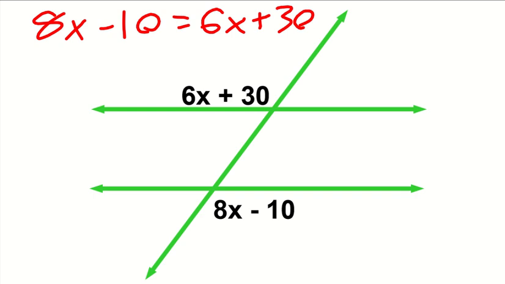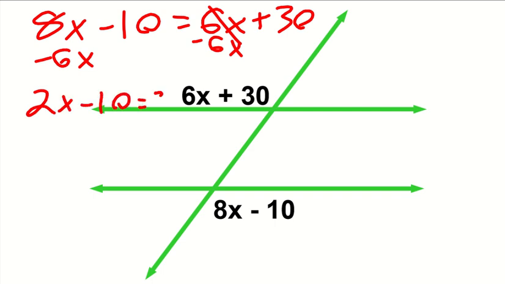So I got to move my variables then, right? Which one should I move, 8 or 6? 6. 6 is smaller, so I subtract 6x. Cancels on the right side. That gives me 2x minus 10 equals 30. Now what?